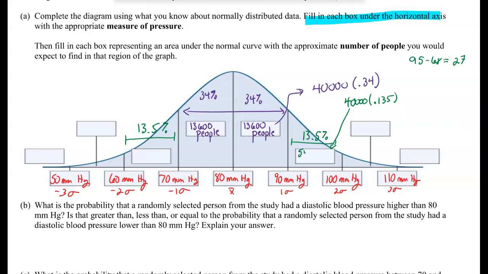All right, so we get 5,400. Notice we're still labeling it, people. Which, by the way, doesn't that mean it has to be the same thing on the other side? All right, so we got 5,400 people.